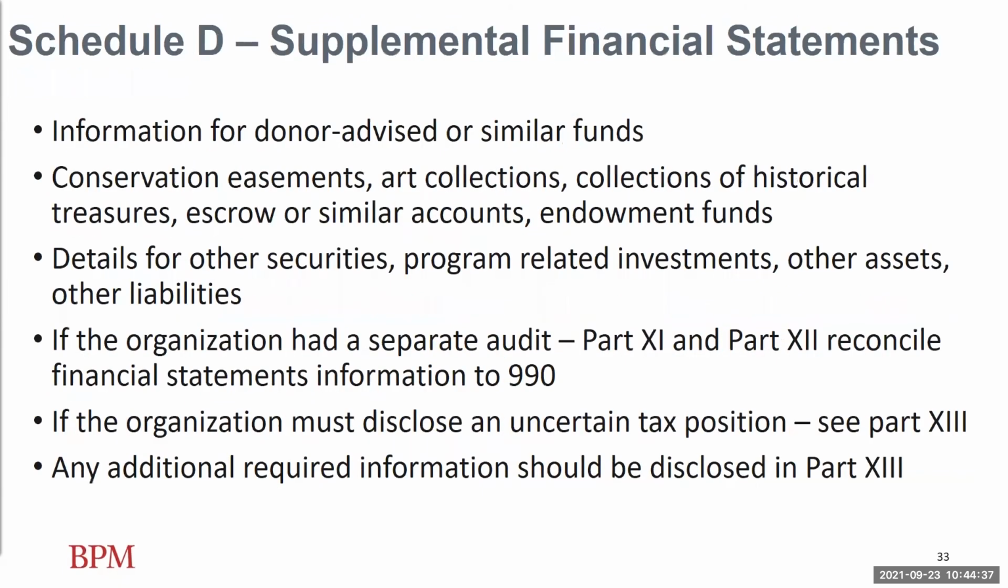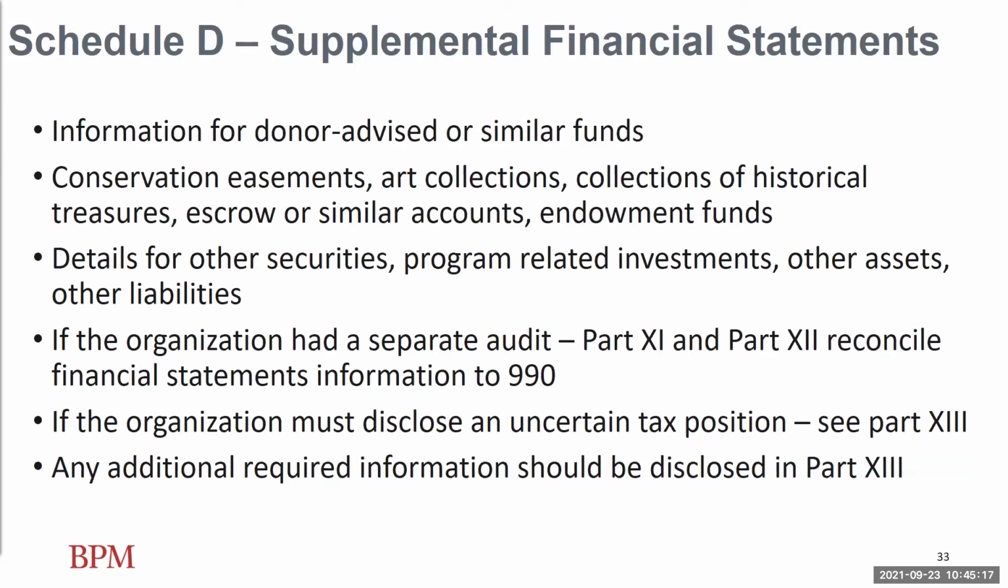Next slide, please. Schedule D is supplemental financial information. It's different for most organizations. If you have a donor advised fund, you fill out one part. If you have conservation easements or art collections, you fill out another part. If you have endowment funds, there is another part. What is almost the same for everybody is details for other securities, program-related investments, and other assets. Also, if the organization has a separate audit, that's where you reconcile your financial statements to the 990. Sometimes a client will say, I look at the 990, the numbers are different.